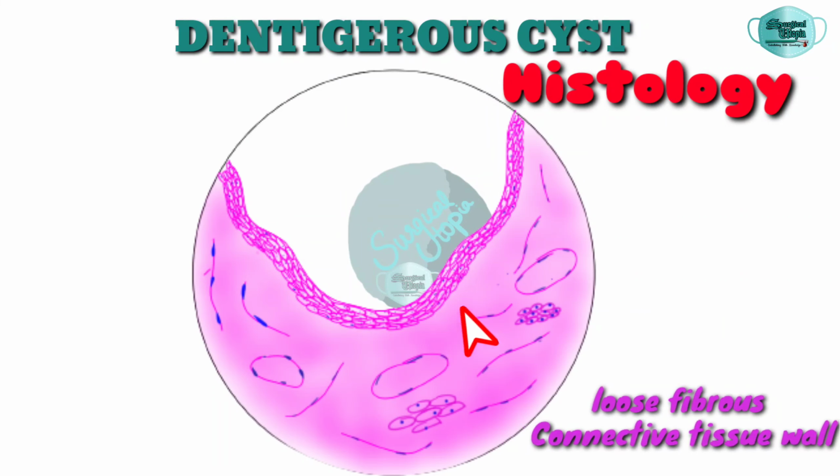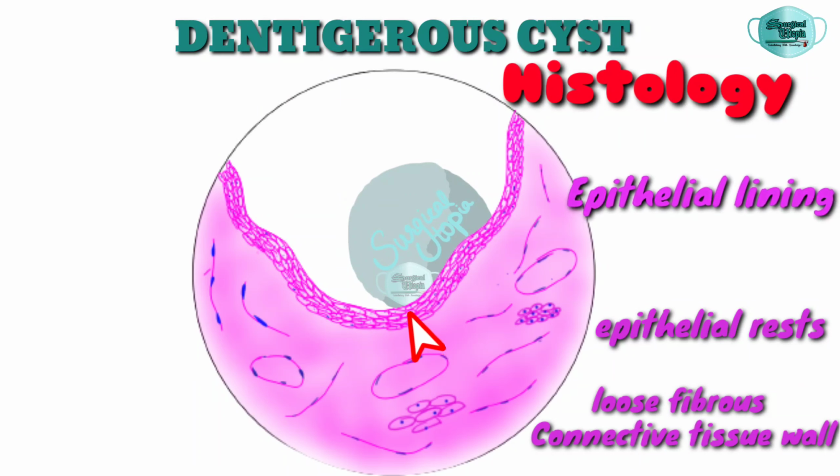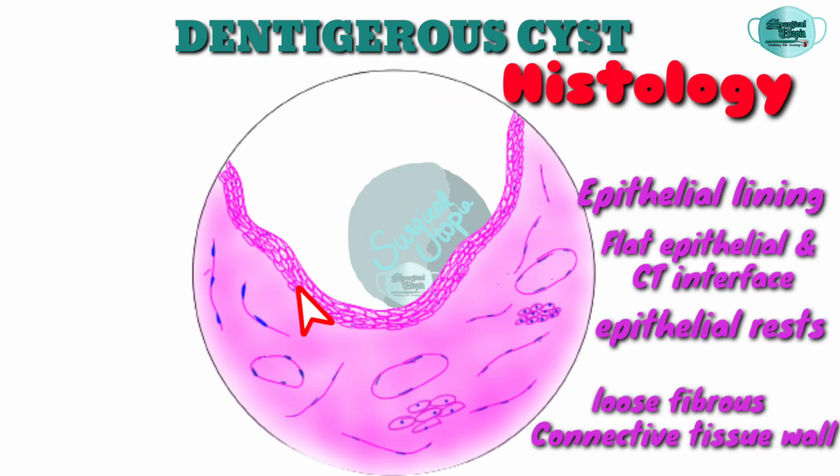Histopathologically, we can see that dentigerous cyst will present as a loosely arranged fibrous connective tissue wall which contains glycosaminoglycan ground substance. A few islands or cords of inactive appearing odontogenic epithelial rests are usually scattered within this connective tissue, and most commonly they will be located near the epithelial lining. The epithelial lining is composed of 2 to 4 layers of flattened non-keratinizing cells with a flat epithelium and connective tissue interface.